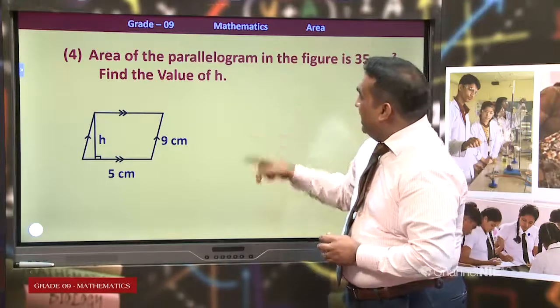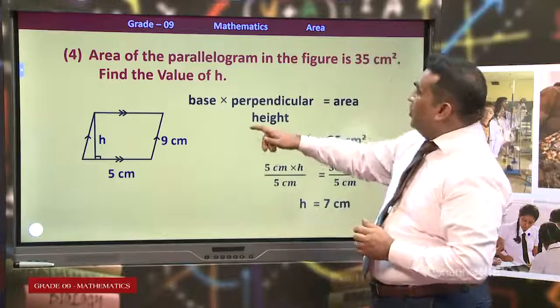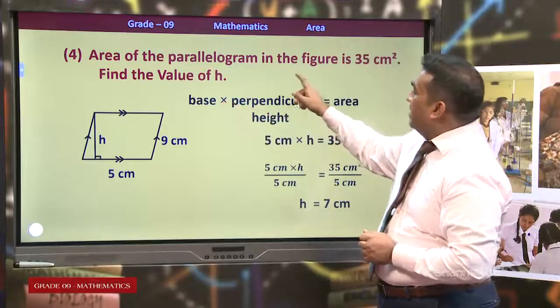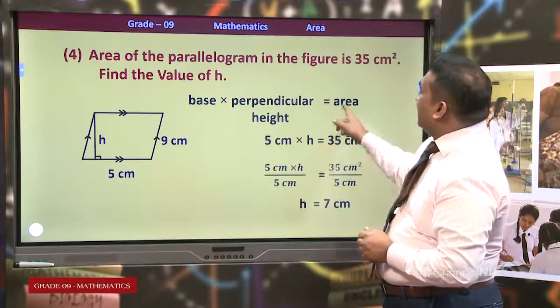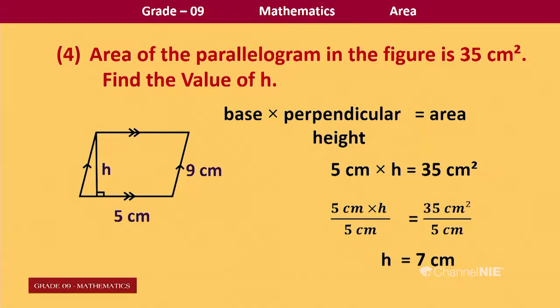Now we can make a formula. Base multiplied by perpendicular height is equal to area. Base is 5 centimeter, perpendicular height h, is equal to 35. Now divide both sides by 5 centimeter, then you have h as 7 centimeter. H means the perpendicular height of this parallelogram is 7 centimeter.